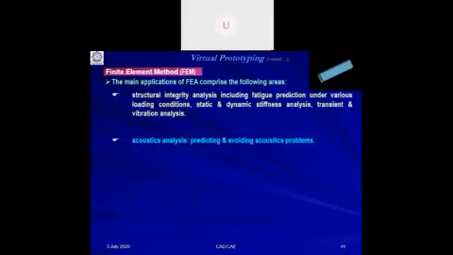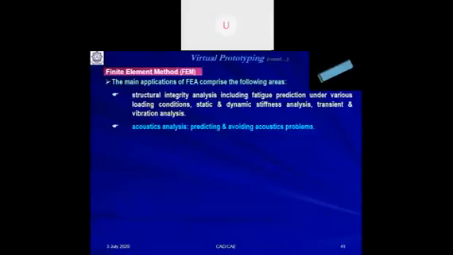The main applications of finite element analysis comprise the following areas: structural integrity analysis, including fatigue prediction under various loading conditions, static and dynamic stiffness analysis, transient and vibration analysis, and acoustic analysis for predicting and avoiding acoustic problems, like eliminating transmission gear rattle in automobile applications. It is also used in thermal, electrical, magnetic and other domains or coupled phenomena, and that is why nowadays multi-physics based finite element solvers like ANSYS or COMSOL are called multi-physics solvers.